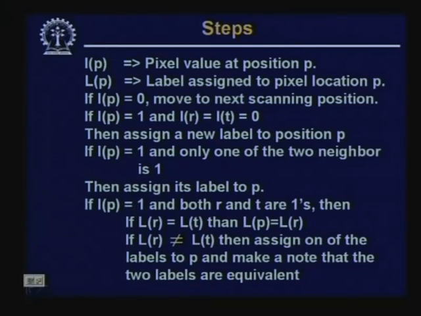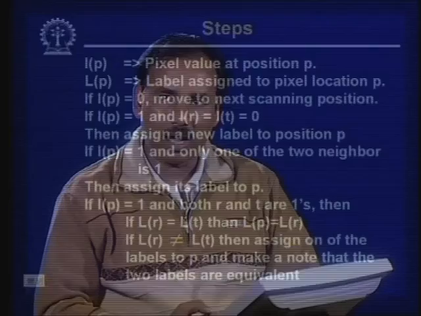If IP is equal to 1 and both R and T are 1s, then I have two situations. That is, the label at R and the label at T are the same. If they are the same, you assign the same label to point P, but the problem comes if the label at R and the label at T are different. So, both R and T are object points, but the labels are different. In this case, when I assign a label to the particular point P, I have to choose one of the two labels, either the label of T or the label of R. Whichever label I assign to point P, I have to make an association with the other label, saying that the label assigned to point P and the other label which is not assigned to point P are equivalent.